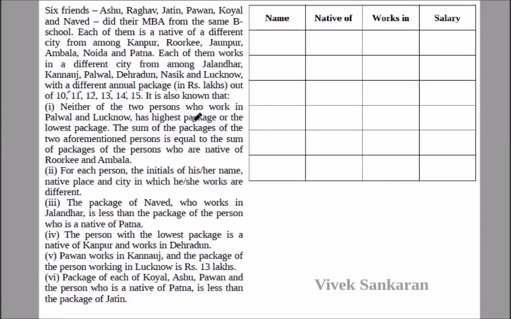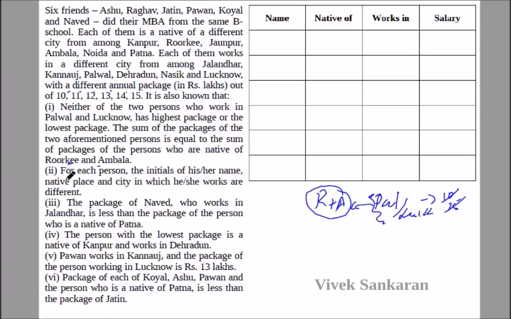Neither of the two persons who work in Palwal and Lucknow has the highest or the lowest package. So whoever is in Palwal and Lucknow does not have the highest or the lowest package. So Palwal or Lucknow cannot be 10, the lowest, and cannot be 15, the highest. And the sum of this is equal to the sum of the packages of the people who are natives of Roorkee and Ambala. Sum of these two is the same as sum of these two.